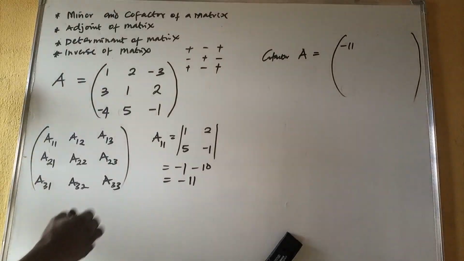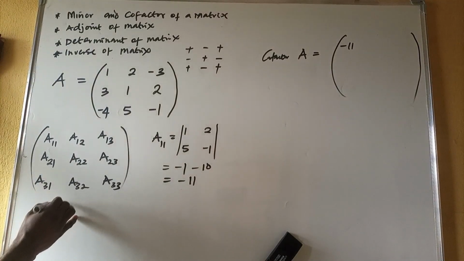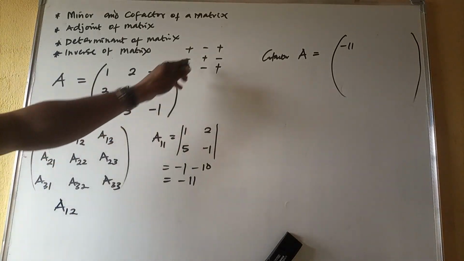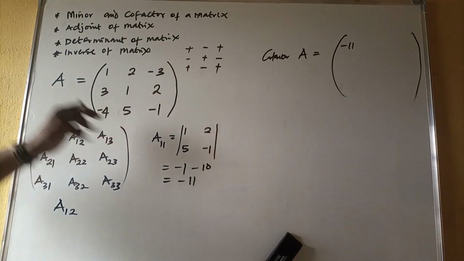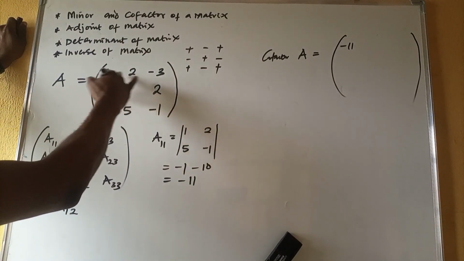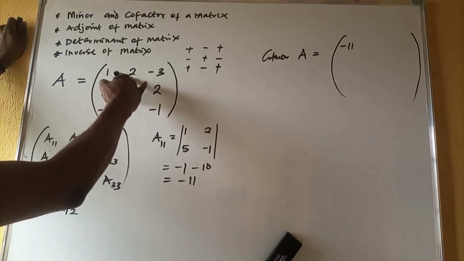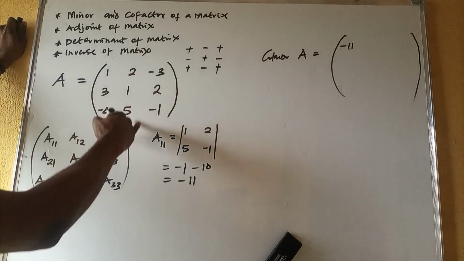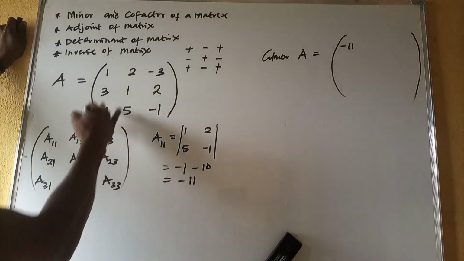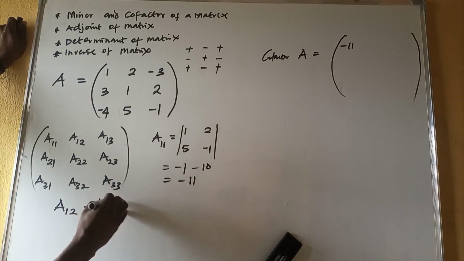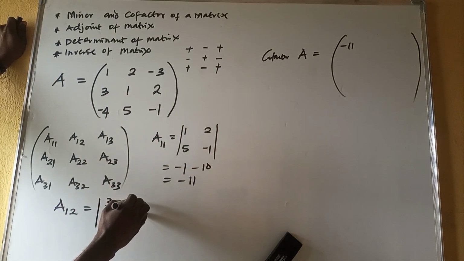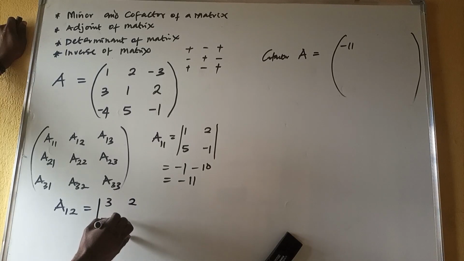I will come to the next one, which is A12. Recall that for A12, the sign conversion is negative. So whatever you get for the determinant, you multiply it by the negative sign. That's the minor there, 2. I delete this column and this row. If I do that, I am going to have 3, 2, minus 4, minus 1.